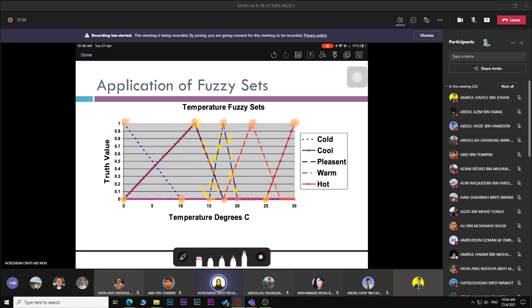Okay. So Y tu akan jadi bentuk yang berbeza-beza lah. Yang ini mudah sebab you guna apa bentuk graph ni? What are the membership function?